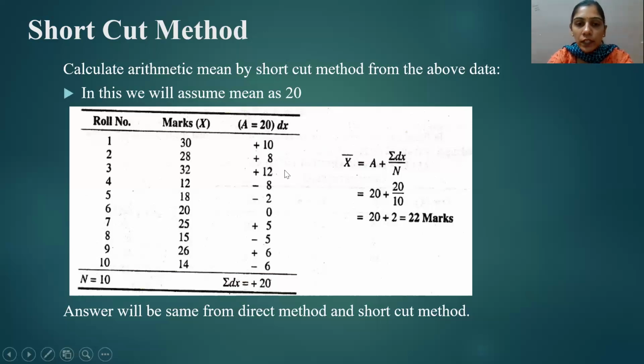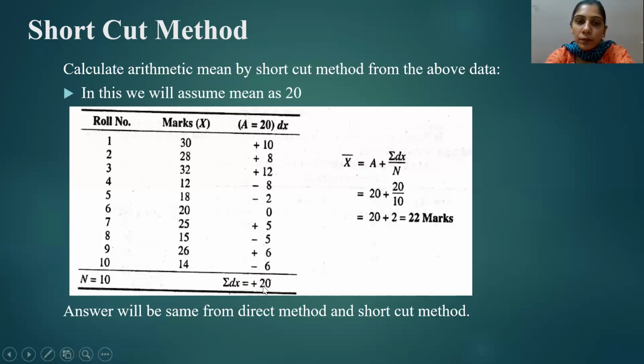First add all the positive values, and after that subtract the negative values from these added values. The values are plus 10, plus 8, plus 12, minus 8, minus 2, 0, plus 5, minus 5, plus 6, minus 6. We calculate them, and the answer is plus 20. If your answer is coming in minus, then you put the minus sign. Suppose my answer is minus 20, then I will put a minus sign.